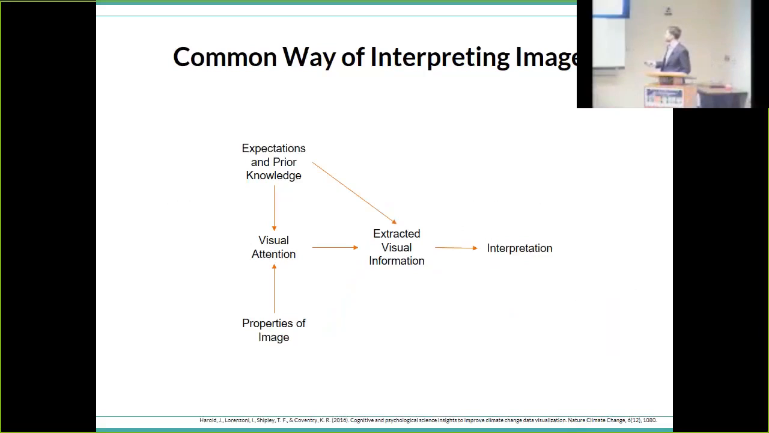And that's intersecting with the actual properties of the image itself, which I'll show an example in a second of what that means. And so as scientists, this is probably the lever that we have the most control over, and I'll show how this can be done later. And there's a variety of science that shows how this can be done effectively. But once you have someone's attention, we have to remember that they have to go through a psychological process of extracting that visual information. And then that, again, is going to interact with their expectations and prior knowledge to lead to some sort of interpretation.